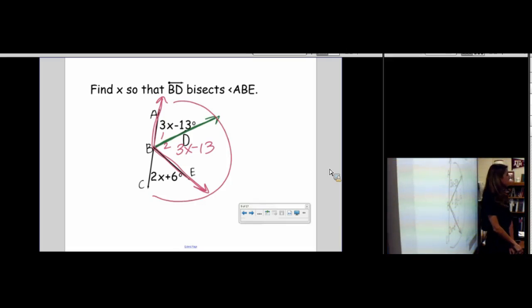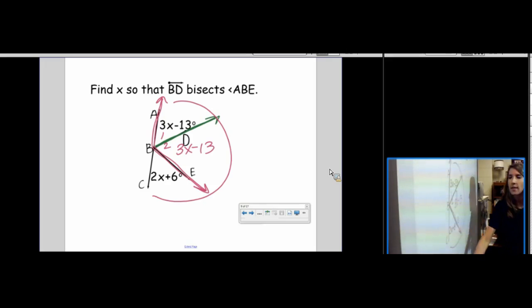So let's add all three of them up. Let's do it together. What's 3x plus 3x plus 2x? 8x. Negative 13 plus negative 13 plus 6. Okay, so that's negative 26 plus 6. Negative 20. And what does that equal again? 180.